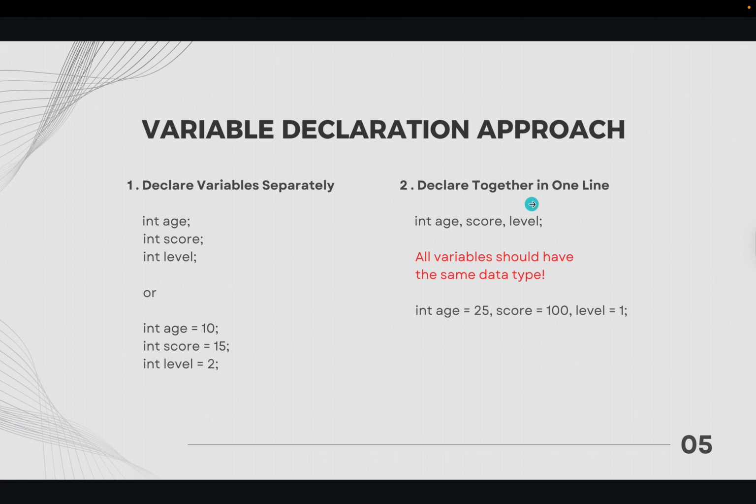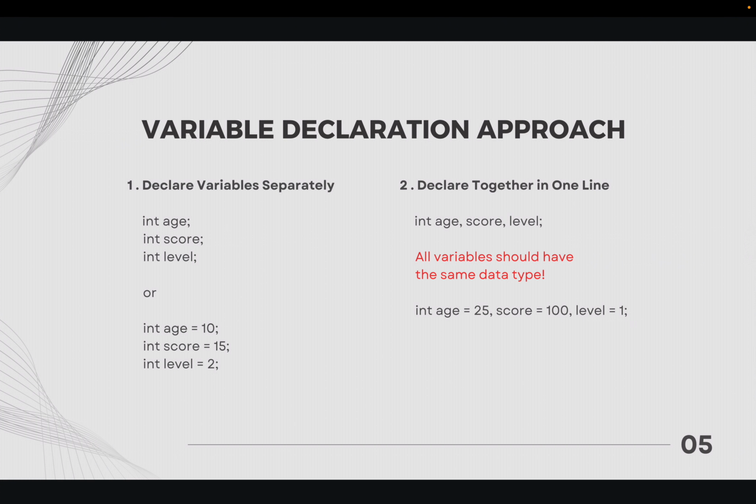Now we have a second approach, declare variables together in one line. You can declare multiple variables of the same type in a single line by separating them with commas. As you can see, integer age, comma, score, comma, level. And it saves space. And I have one important note here. All variables should have the same data type. Only then can you combine multiple variables while declaring. And you can also initialize while declaring. As you can see, int age equals to 25, comma, score equals to 100, comma, level equals to 1.